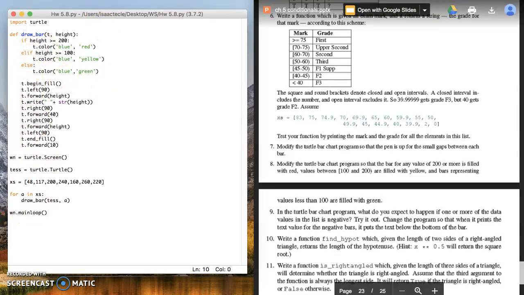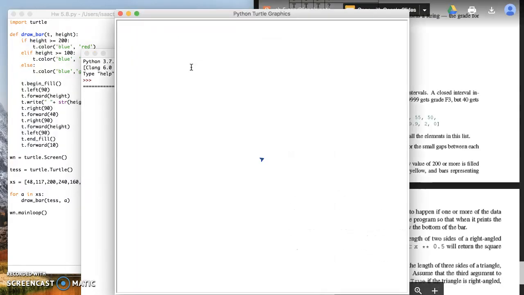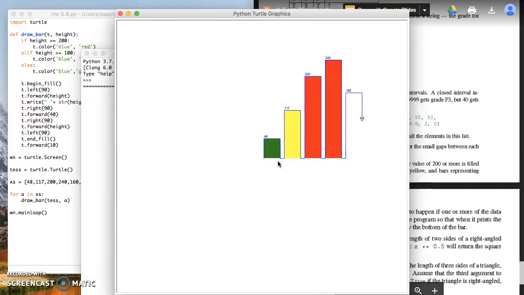So when we run this, we get a bunch of bar graphs in different colors. So we have 48, 117, 200, 240, 160, 260, and 220, and depending on how high they are is what color they are.